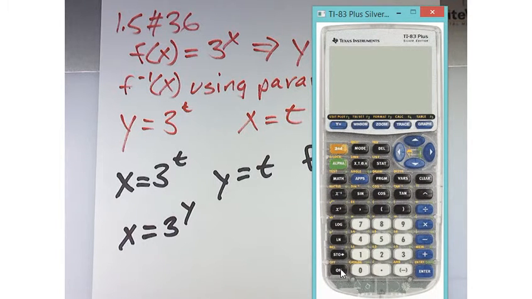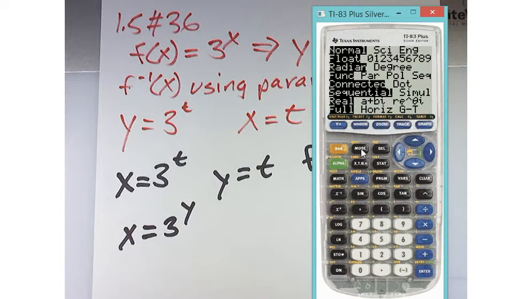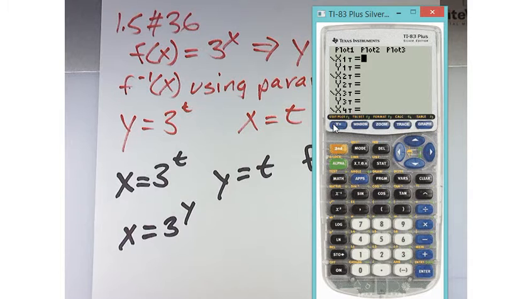So let me turn on my calculator. And we're going to switch mode. I'm going to go to parametric mode. And so my original function was 3 raised to the t.